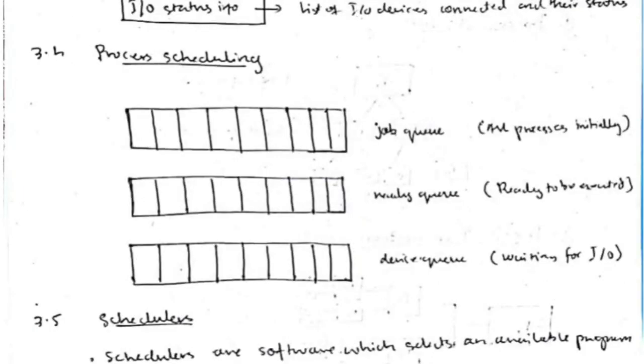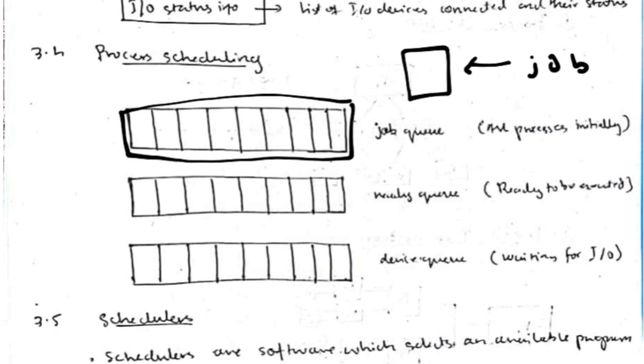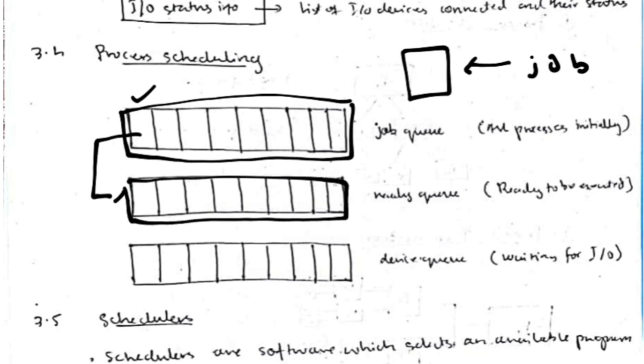Suppose that this is the CPU, and to the CPU we'll be providing many jobs, okay. So each job will be stored in the job queue, okay. And whenever a job is ready to be executed, it will be transferred to the ready queue, okay. So in the ready queue, all the jobs which the CPU must execute at the moment will be present.